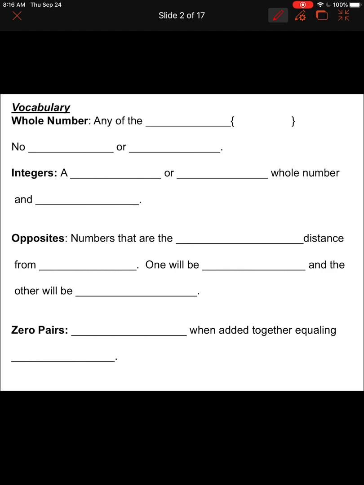All right, vocab words. Whole number is any of your counting numbers. So if I were to give you like M&Ms and you decided to count them, what numbers would you use to count them? Okay, you're going to use whole numbers. So 1, 2, 3, 4, 5, 6, 7, all the way up to infinity is a counting number. They are not decimals or fractions.